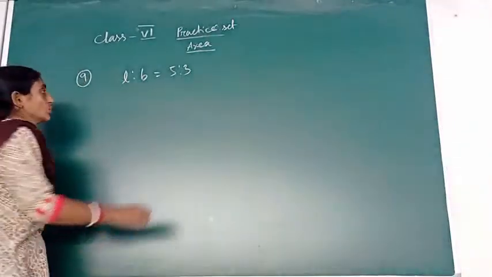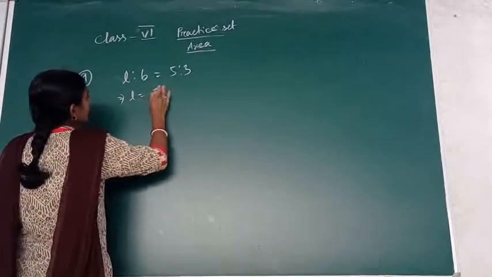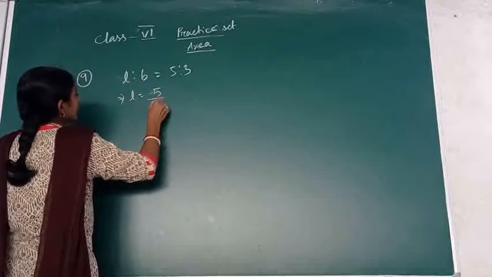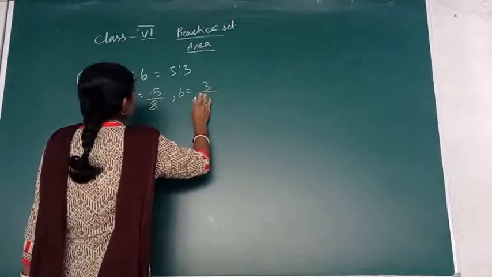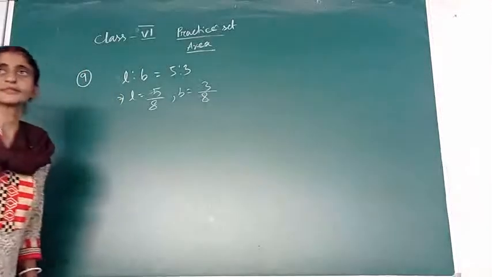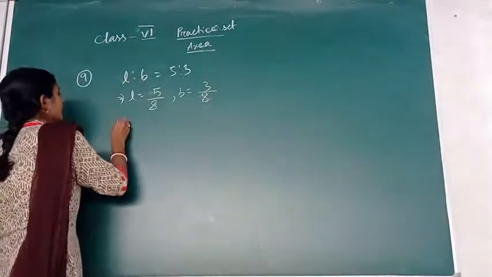Okay. So if I am writing that length equal to 5/8, then breadth I will write 3/8. Yes. Now, perimeter has been given.